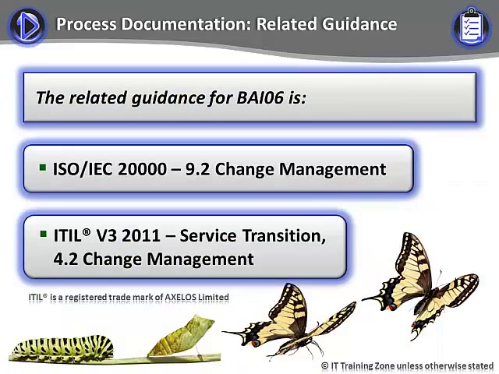The process definition includes a section labeled Related Guidance. The related guidance for BAI-06 is ISO/IEC 20000 9.2 Change Management, and ITIL Service Transition 4.2 Change Management.